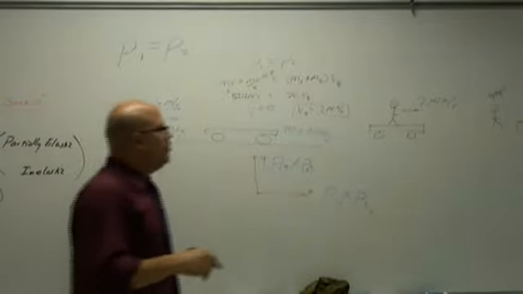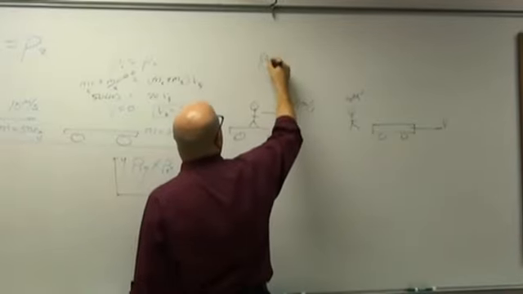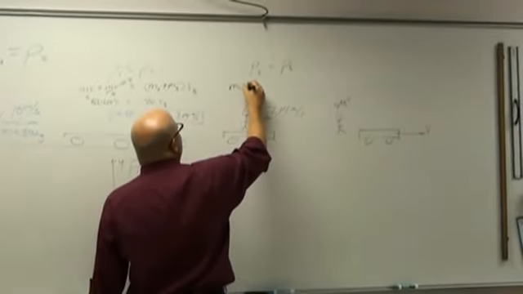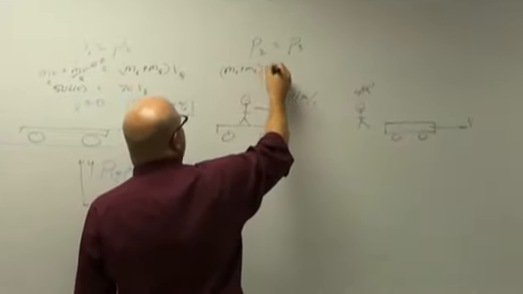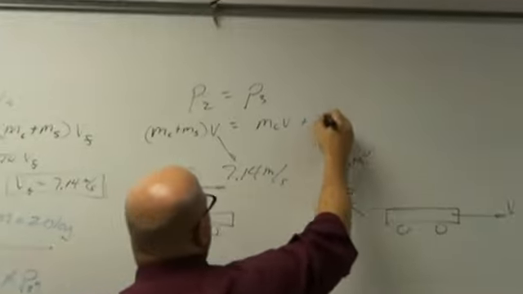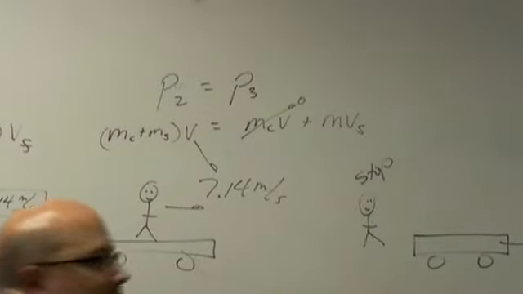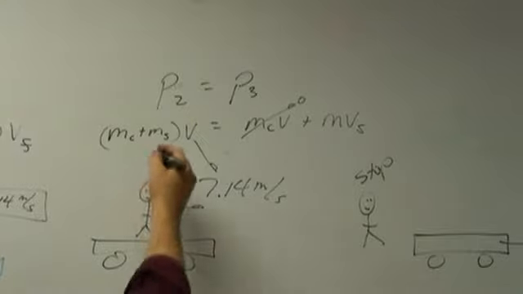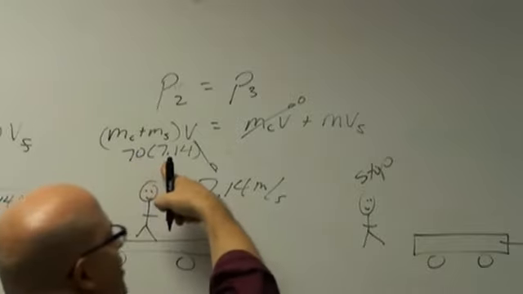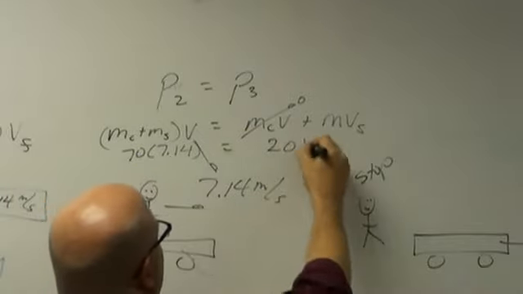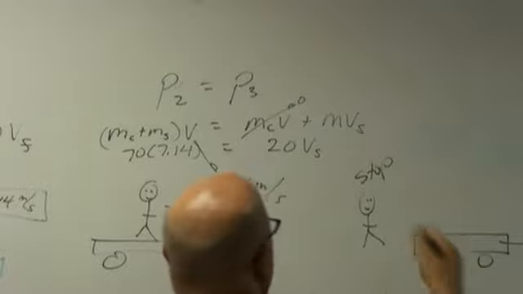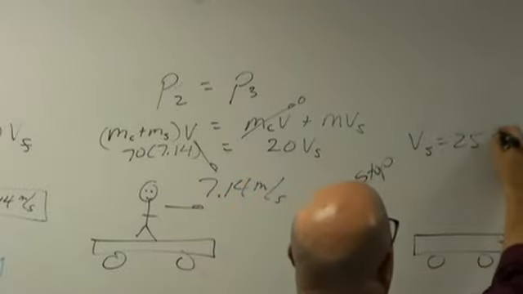We could do it several ways, couldn't we? We could say the momentum here at 2 equals the momentum over here at 3. So we could say m plus m, and this velocity right here would equal mv for the child plus mv for the skateboard, but the child has stopped now, right? So you could say 70 times 7.14 meters per second equals 20 for the skateboard, and the final velocity of the skateboard. What would it be? Is it 25? I think, because I just got 500 divided by 20 instead of 500 divided by 7.